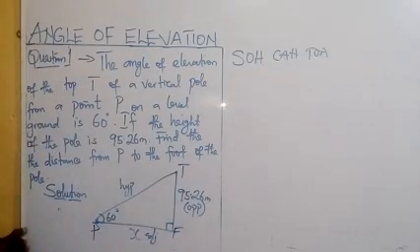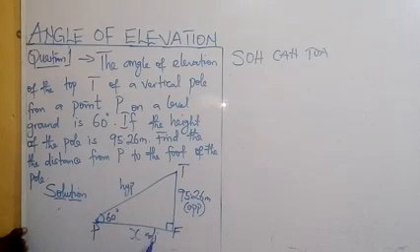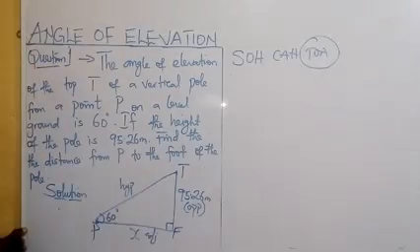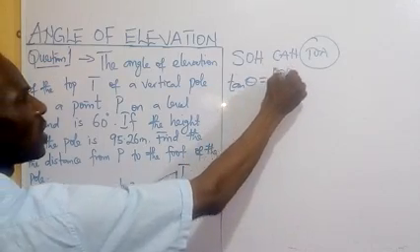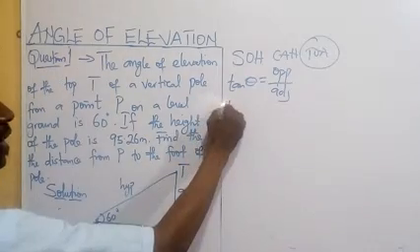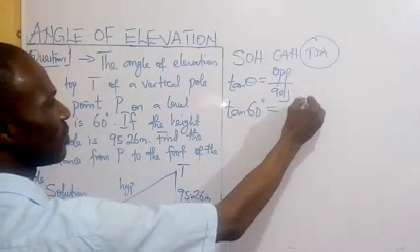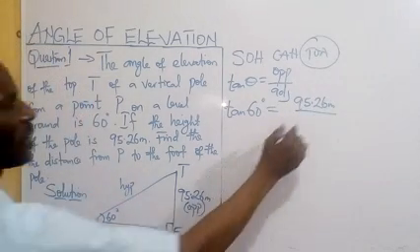Now, look at the diagram. The opposite side has been given, and we are looking for the adjacent. So, which of the three are we going to use? We have the opposite as O, and we're looking for the adjacent. Therefore, we'll consider the tangent. So, don't forget, tan theta, representing our angle, equals opposite over adjacent. Now, what is the value of our angle? We have tan 60 degrees equals the opposite, 95.26 meter, divided by the adjacent. What is our adjacent? We have it as X.